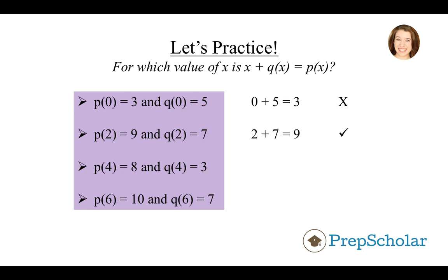What if x was equal to 4? Then we would get 4 plus 3 is equal to 8? No, that's not correct. 4 plus 3 is equal to 7. So the value of 4 does not work for this equation. And finally, what about the value of x as 6? Then we would get 6 plus 7 is equal to 10, which again does not work. 6 plus 7 is 13, not 10.